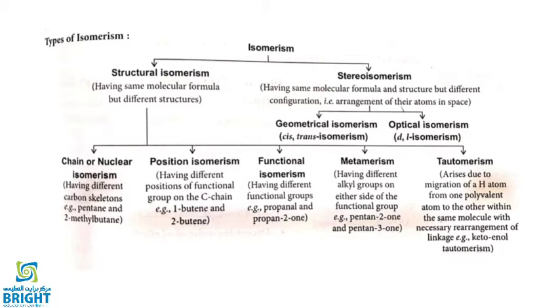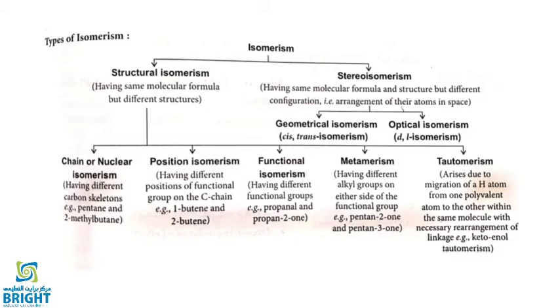Metamerism, what is meant by metamerism? Having different alkyl groups on either side of the functional group is known as metamerism. The example I have given here is pentan-2-one and pentan-3-one. It is an example of metamerism.